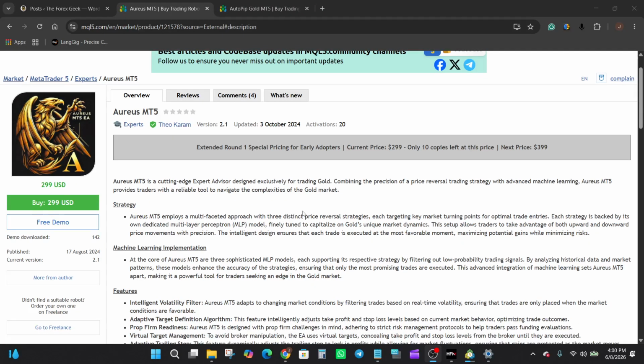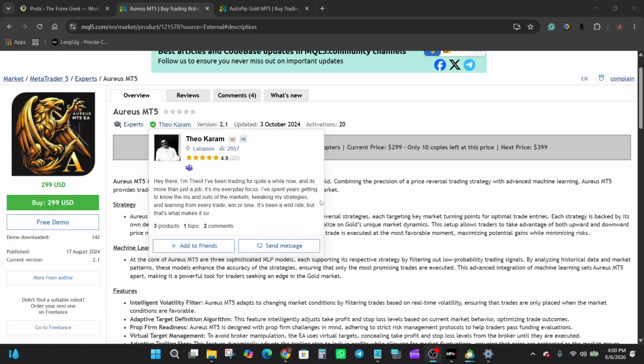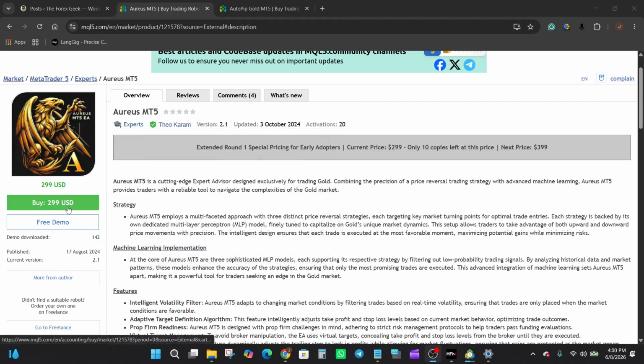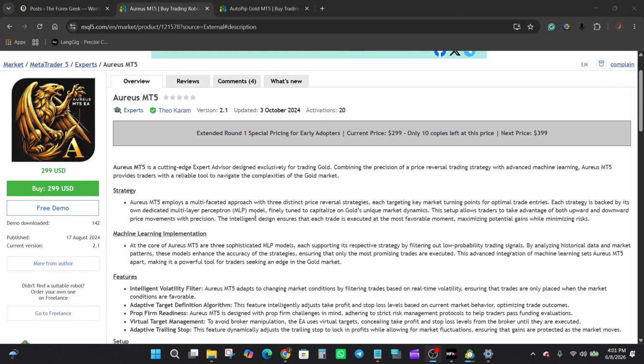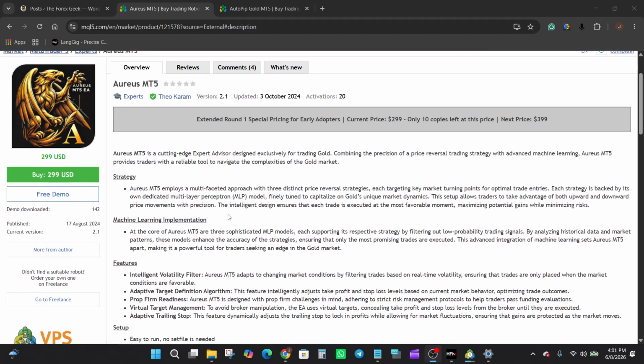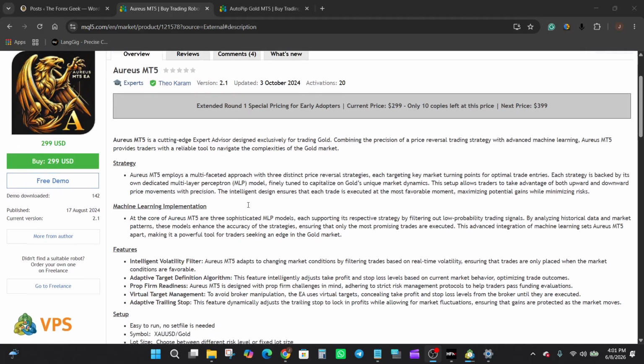So here we are on the MQL5 Marketplace page. This is Aureus MT5 by Theo Karam, currently priced at 299 US dollars with version 2.1, updated in October 2024, and 20 activations available. From the information provided, I can confirm this EA is designed exclusively for MetaTrader 5. So this review will be focused on MT5 only.